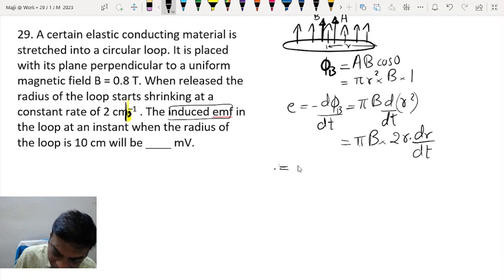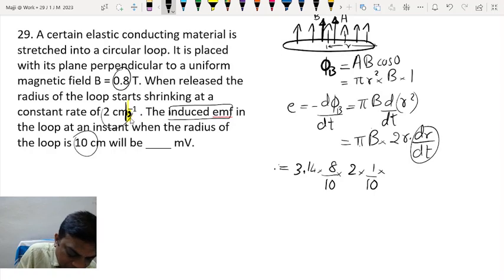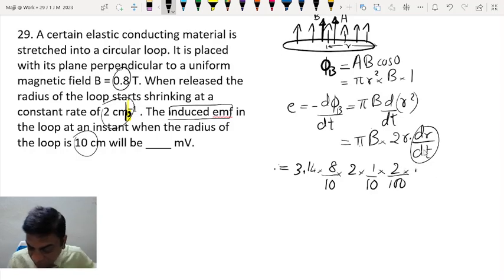So therefore pi is 3.14, magnetic field is 0.8, that is I can write it as 8 by 10, twice radius at the instant radius is 10 cm, 10 cm is 1 by 10 meter, and dr by dt is given as 2 cm per second. You convert it into meter by dividing by 100. Okay, so this is how you get the answer.